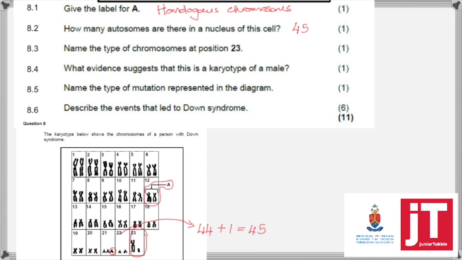Name the type of chromosomes at position 23. Those are our gonosomes. All right, so these are the gonosomes over there. So let's write that in quickly. So this is our gonosomes.